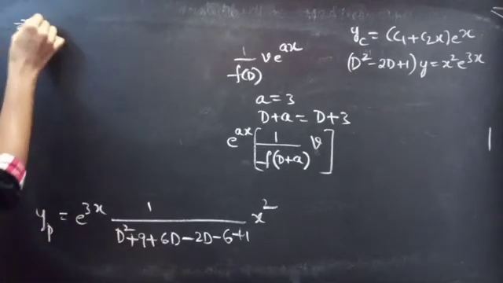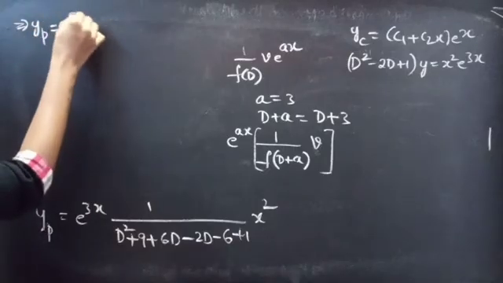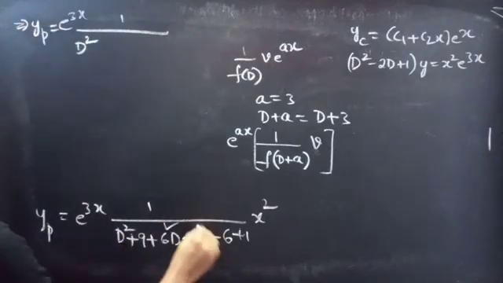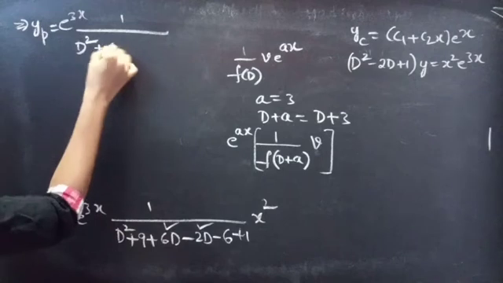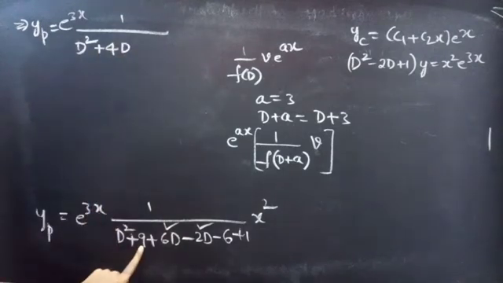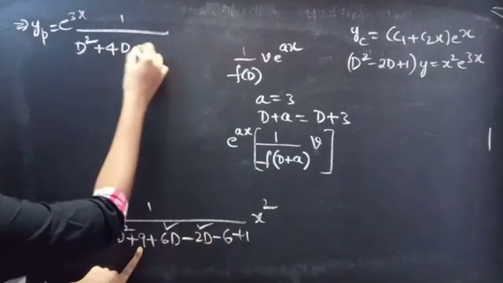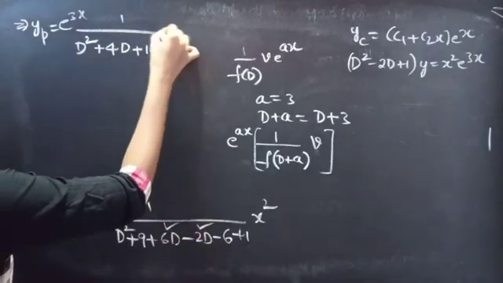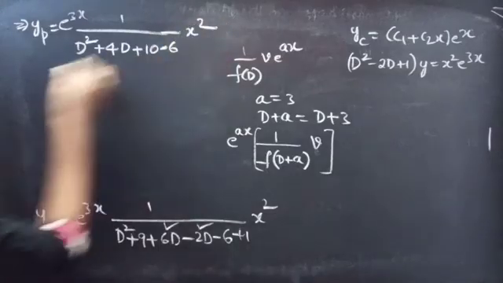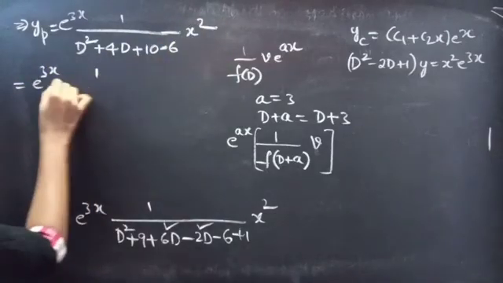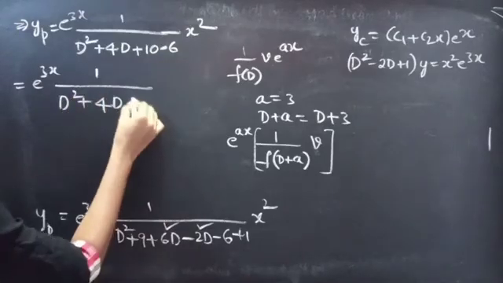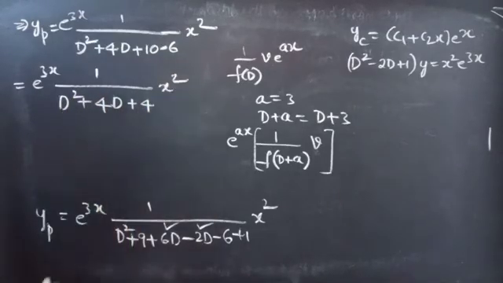Now our yp becomes yp equals to e power 3x into 1 by d square plus 6d minus 2d is plus 4d, right? Plus 9 plus 1 is plus 10 minus 6 into x square, which is equals to e power 3x into 1 by d square plus 4d plus 10 minus 6 is plus 4 into x square.